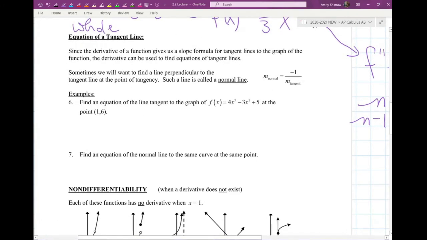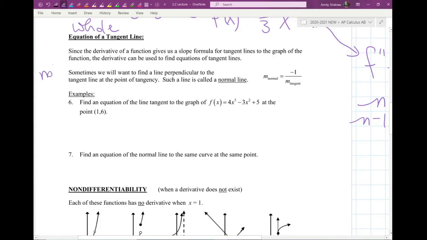Finding the equation of a tangent line. We talked about it in class. We are dying to figure out, hey, we got the slope. We know what the slope is. That's super easy. How can we find the correct y-intercept for our slopes? It says, since the derivative of a function gives us a slope formula for tangent lines to the graph of the function, the derivative can be used to find the equations of tangent lines.